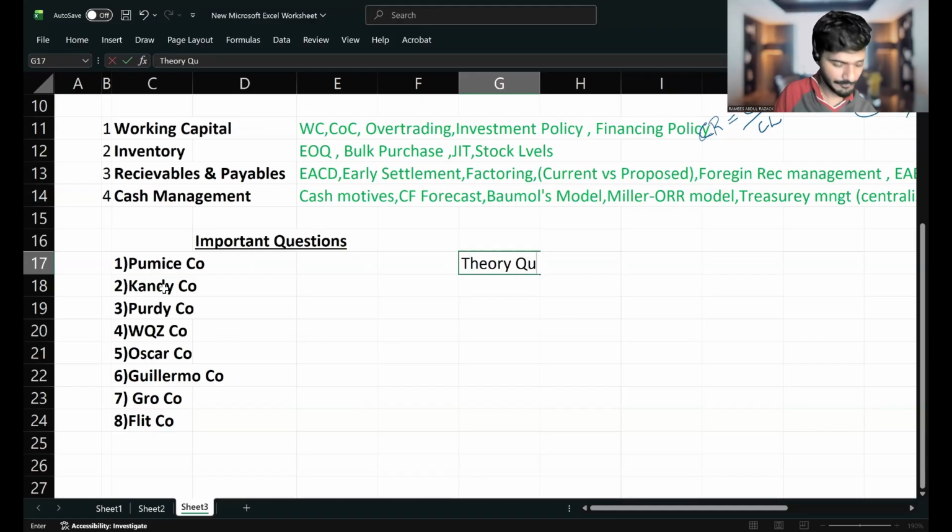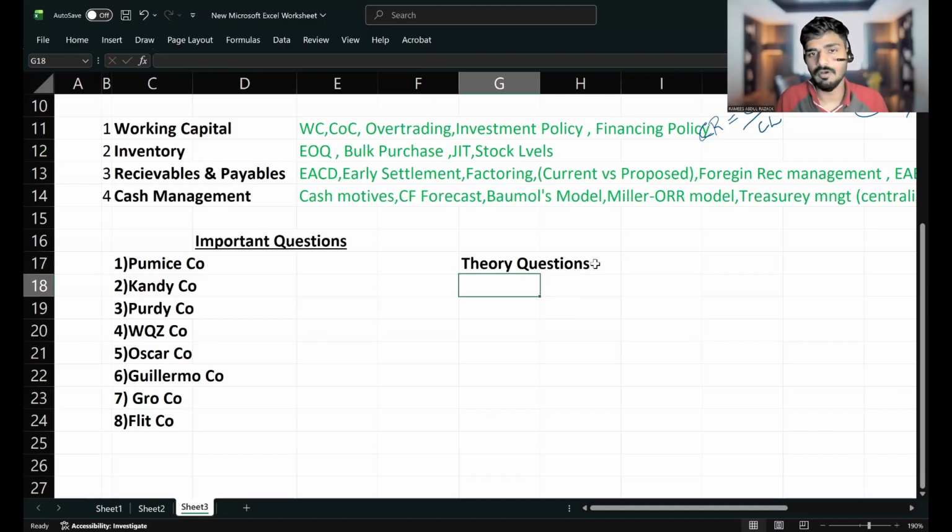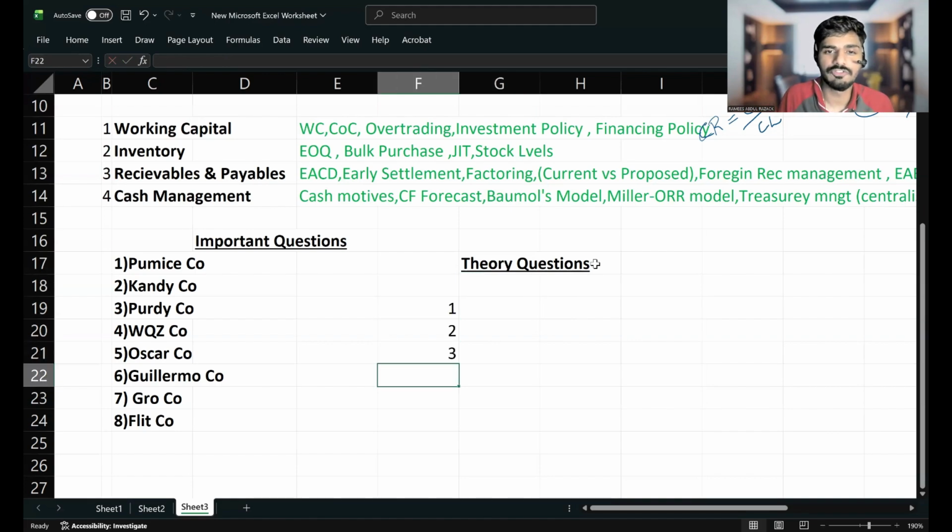And let's discuss some theory questions which can be tested from working capital management. Few theory questions. Okay, what are the important theory questions? I'm telling all this with my experience only. So I can give you a few theory questions which you need to learn before going for your exam.